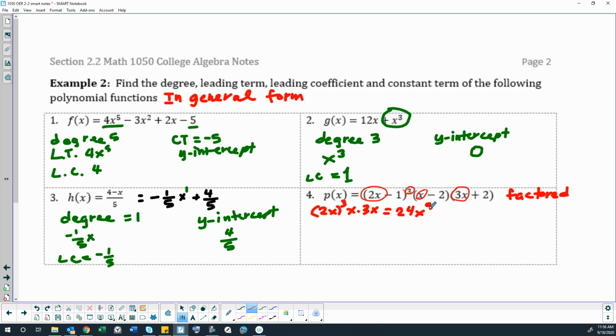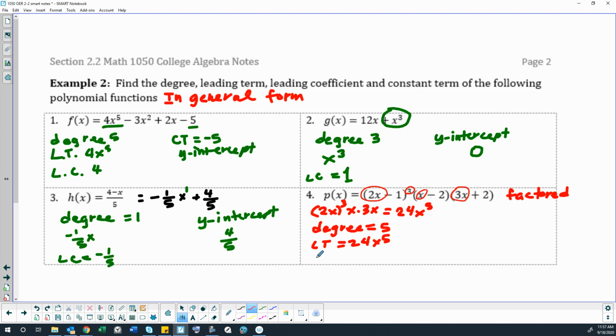X to the 5th. So instead of having to FOIL everything out, where I multiply this together times itself 3 times, and then multiply that in, and then multiply that in, we could do all that if we needed to do more than what these instructions are asking us for. But since the instructions are just saying to find the leading term and the constant term, for the leading term, all we need to do is multiply our leading terms together with the correct exponents. So there's our leading term. That tells us that the degree of this polynomial is 5. Our leading term is what I wrote right there, 24x to the 5th.